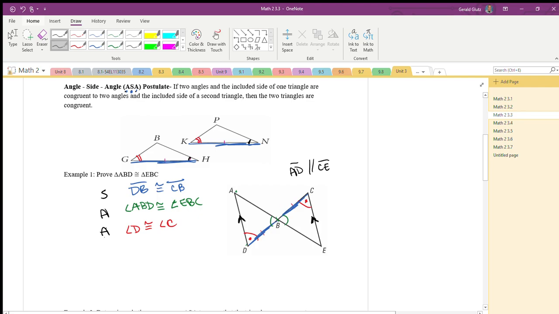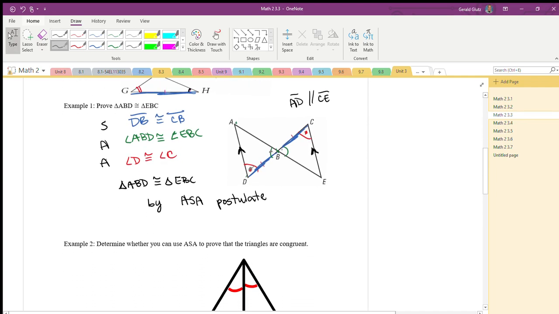So now we'll have three things. So I've got to look at what order they go in. So we've got an angle. Let's use gray. So angle, then the side, and then the angle. So notice that if we look at the two angles, this side is touching both of those angles, or it's in between both of those angles. Same with this. The side is in between or touching both the angles. So that means we're going to be using angle, side, angle. So I can say triangle ABD is congruent to triangle EBC by the angle, side, angle postulate. So that one's kind of tricky because we had to remember alternate interior angles.